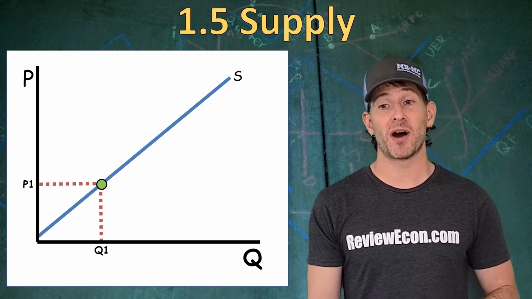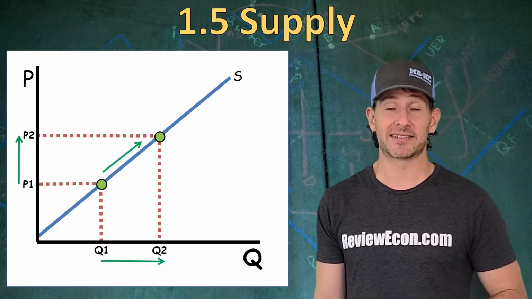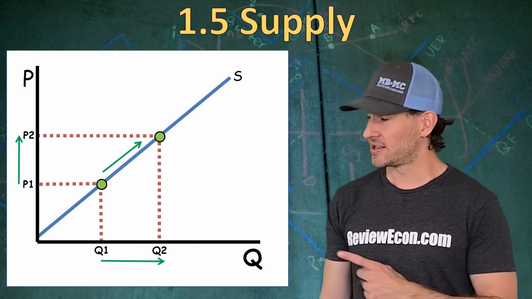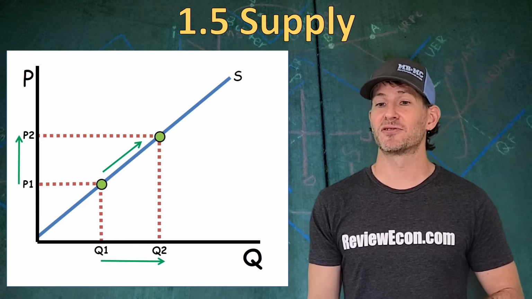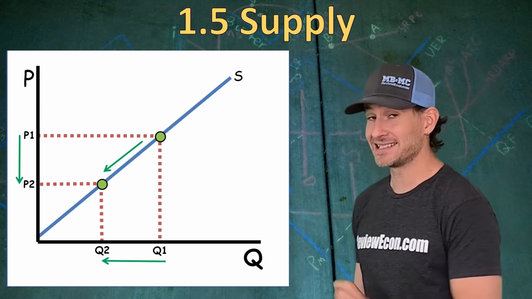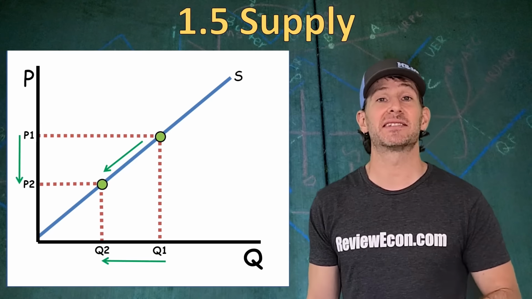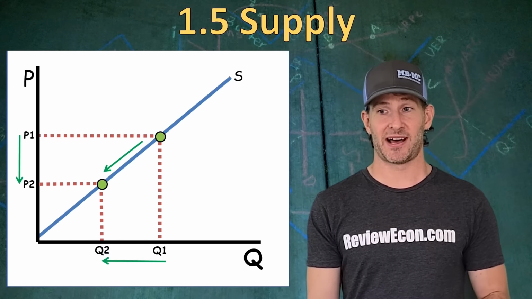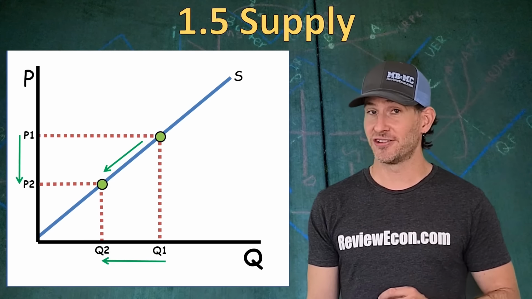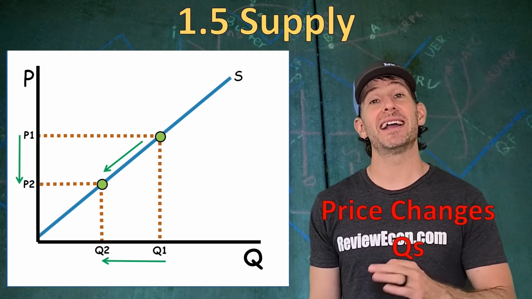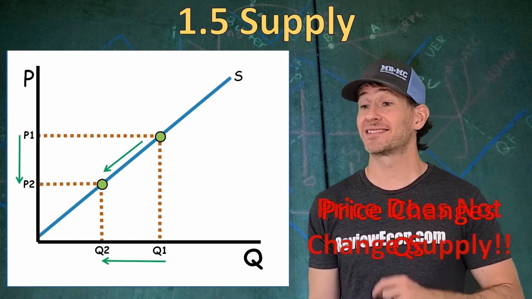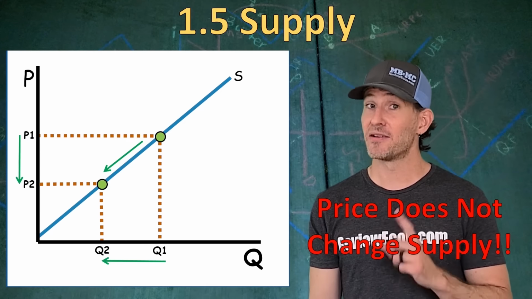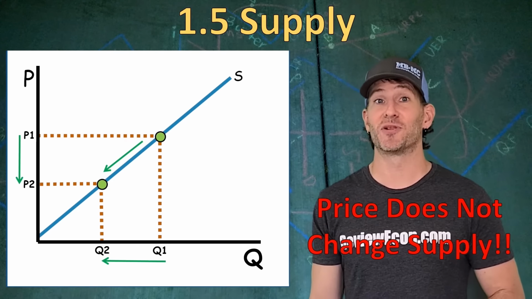And when prices go up, we see an increase in the quantity supplied, shown as movement up that supply curve. If price goes down, it shows movement down that curve, which gives us a decrease in the quantity supplied. Special note, just like with demand, price changes quantity, or quantity supplied in this case. Price does not change supply. Make sure you know that. It will trick you on your test.